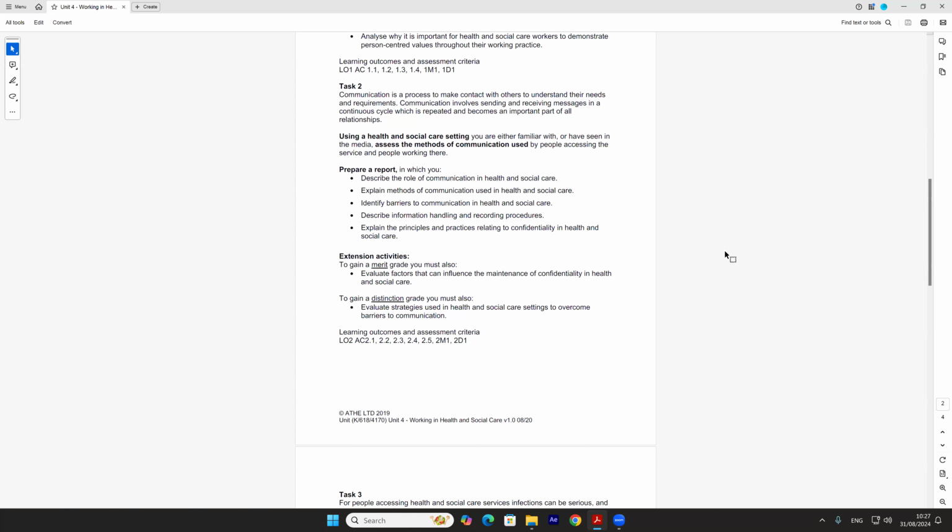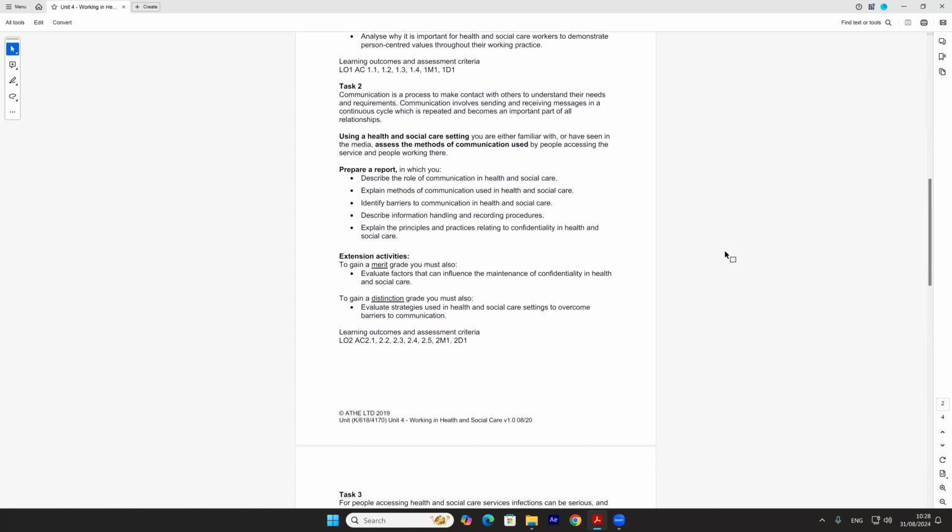So proper handling and recording of information are critical in health and social care settings to ensure that accurate, up-to-date information is available to all relevant parties. If we talk about documentation, accurate documentation of care plans, progress notes, and incident reports is essential. These records must be kept up to date and reflect the current status of the individual's health and care needs.